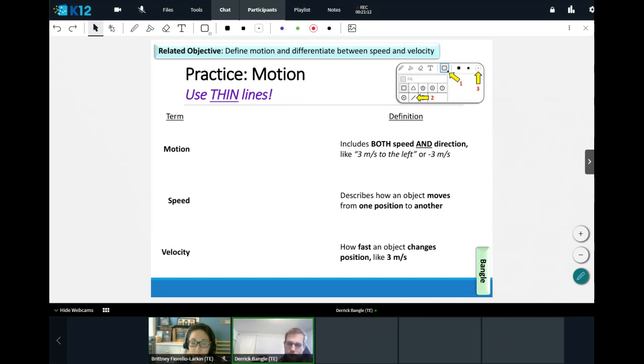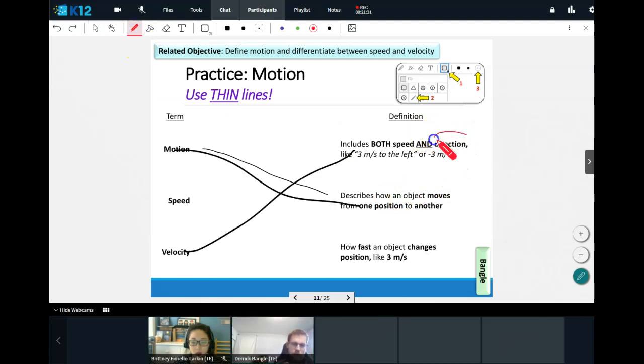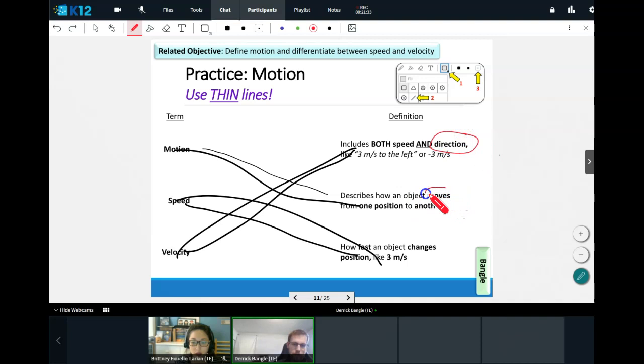So, practicing motion, go ahead, use your whiteboard tools, use thin lines, and let's try to match our three terms: motion, speed, and velocity. All right, and our three definitions are stating that one of them includes both speed and direction. One of them describes how an object moves from one position to another, and the third one describes how fast an object changes position. So match those up with the correct terms.